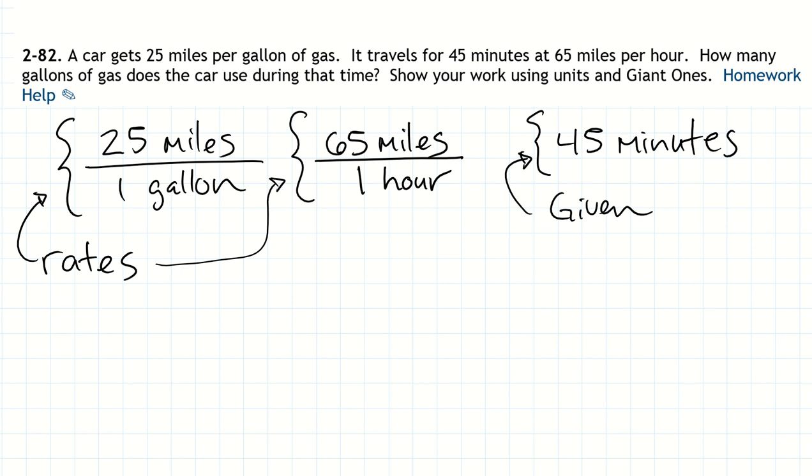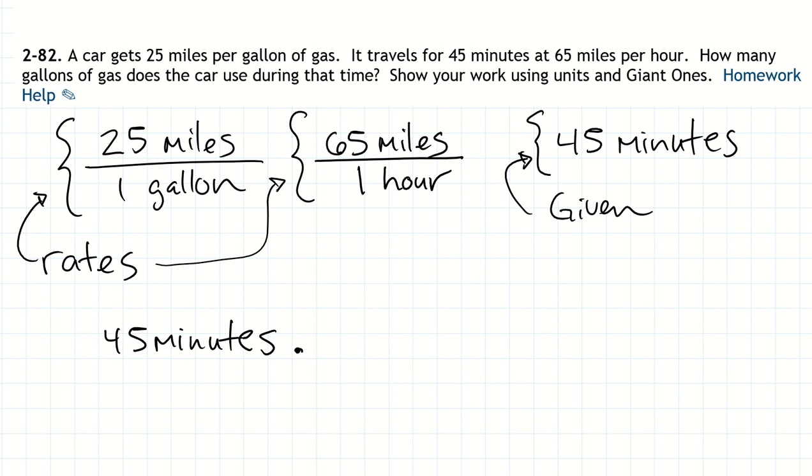So what I'm going to do is start with the fact that I'm traveling for 45 minutes. Now, that is not minutes per anything, right? It's just 45 minutes. And when I look at my problem up above, neither of the two rates I'm given involve minutes, right? One is miles per gallon, the other one is miles per hour. However, I am looking at the dimension of time, and I can see that I have hours in that 65 miles per hour. So I'm going to introduce a giant one that I know to move my minutes into hours.